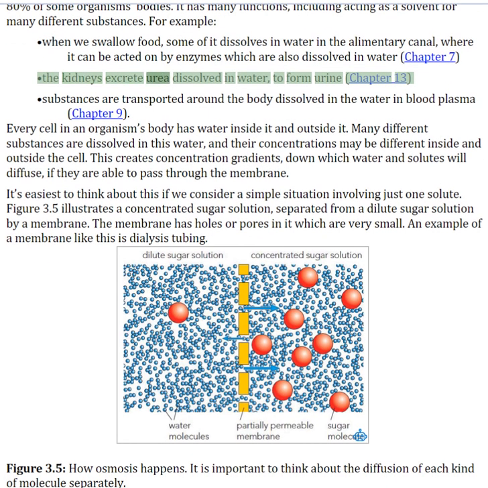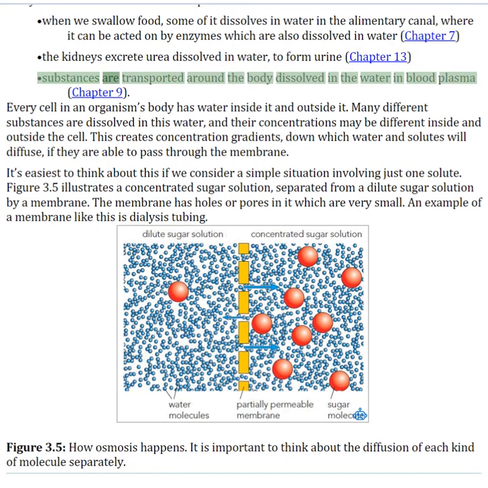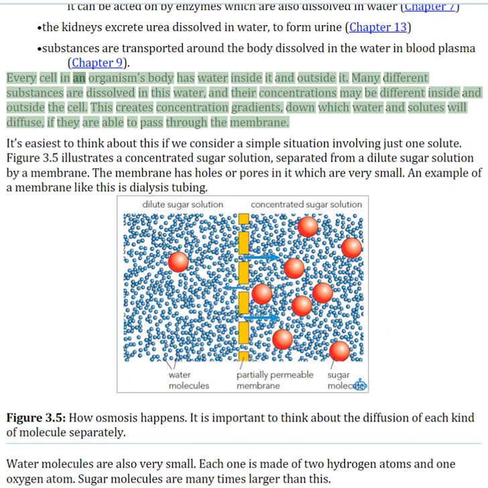The kidneys excrete urea dissolved in water to form urine. Substances are transported around the body dissolved in the water in blood plasma. Every cell in an organism's body has water inside it and outside it. Many different substances are dissolved in this water, and their concentrations may be different inside and outside the cell. This creates concentration gradients, down which water and solutes will diffuse, if they are able to pass through the membrane.